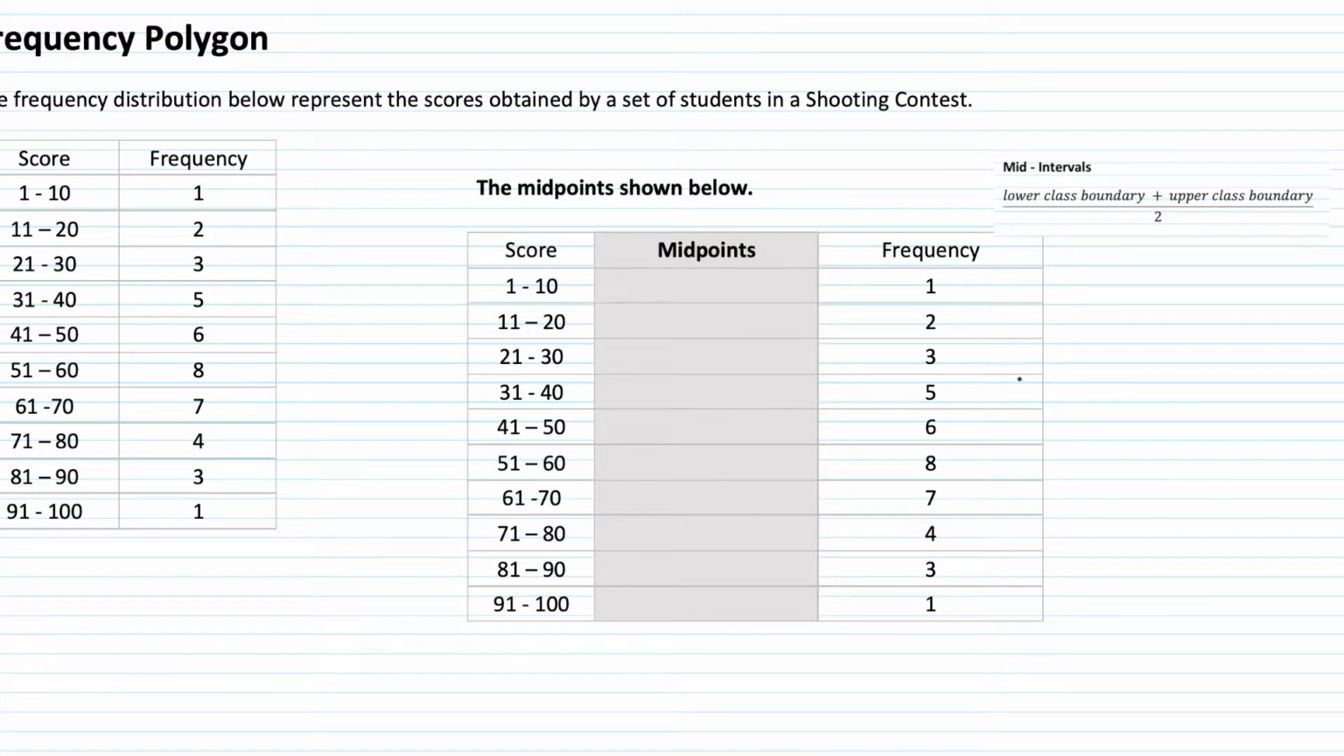So the upper class boundary is 10.5 and the lower class boundary is 0.5. So we divide this sum by 2, which is 11 divided by 2. So our answer here is 5.5. So the first midpoint that we find is 5.5. Now we continue the same procedure for the rest of the intervals.